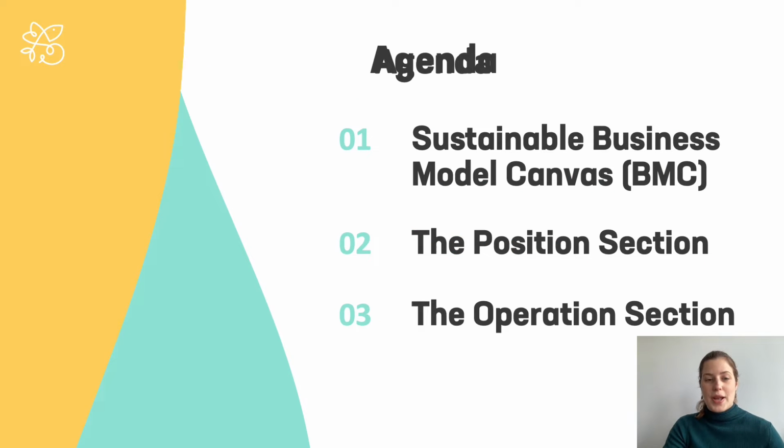So we're going to start by looking at what the Sustainable Business Model Canvas is, and then delve a little bit deeper into what we call its two building blocks or sections. We have the precision section and the operation section.